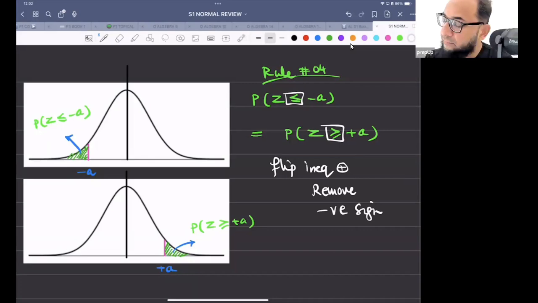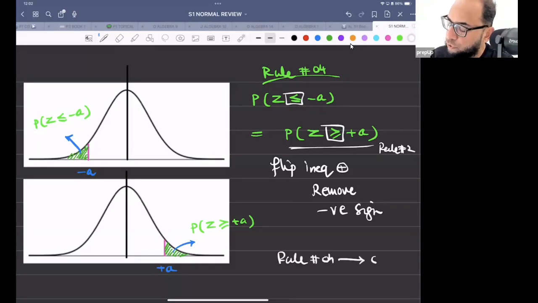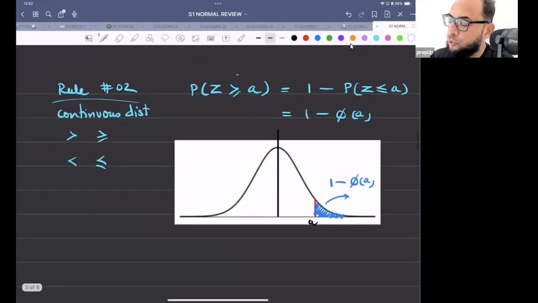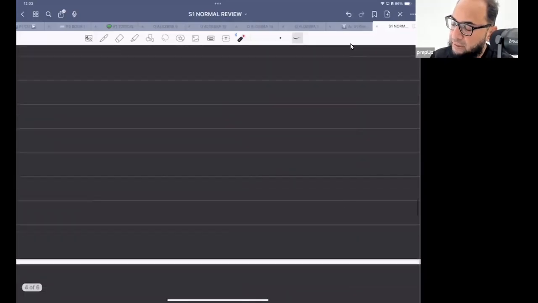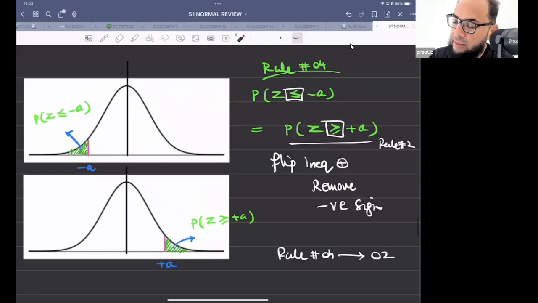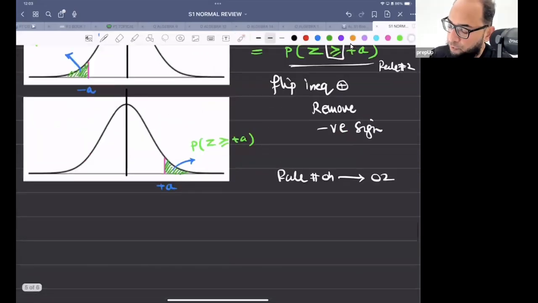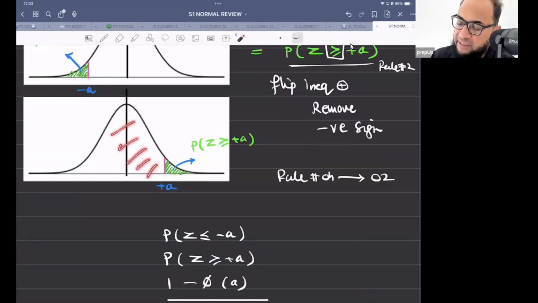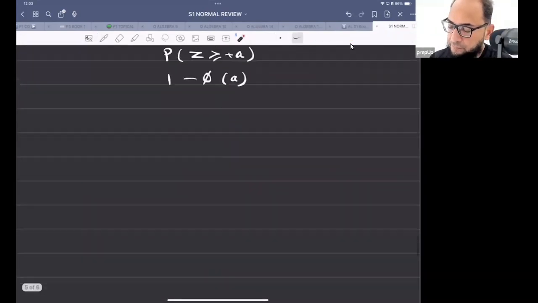So now, isn't this rule number 2? So rule number 4 is basically the same thing as rule number 2. Z is greater than or equal to A, what does it become? 1 minus probability Z less than or equal to A, 1 minus phi of A. So probability Z less than or equal to negative A equals probability Z greater than or equal to positive A, which is 1 minus phi of A. Read the value given in the table, subtract from 1, and you will get this answer.